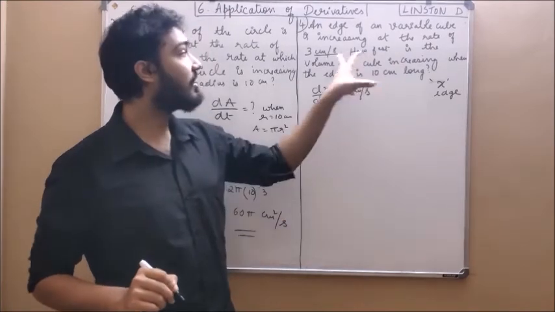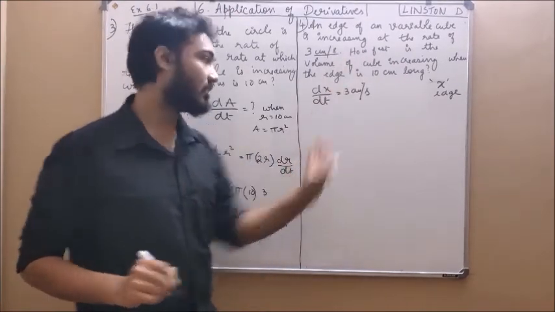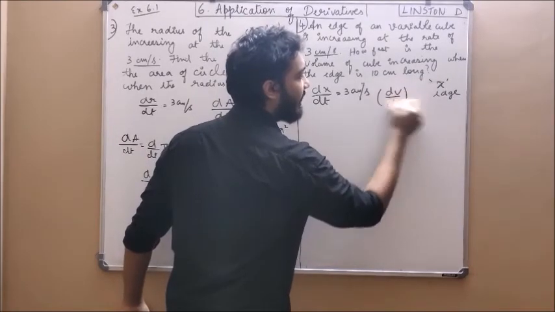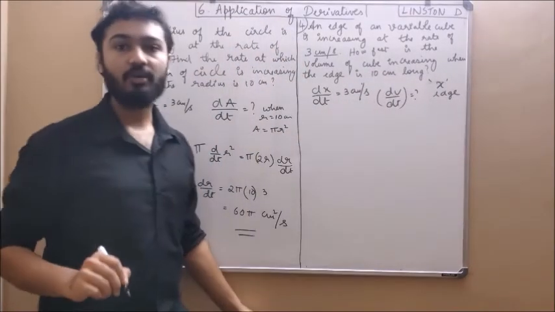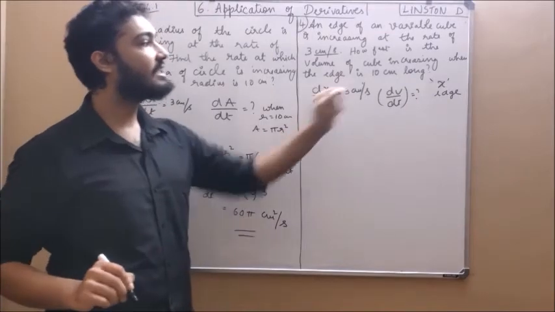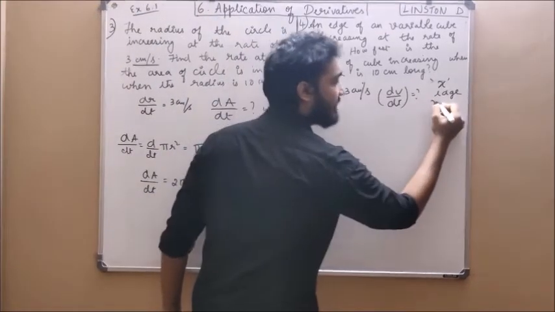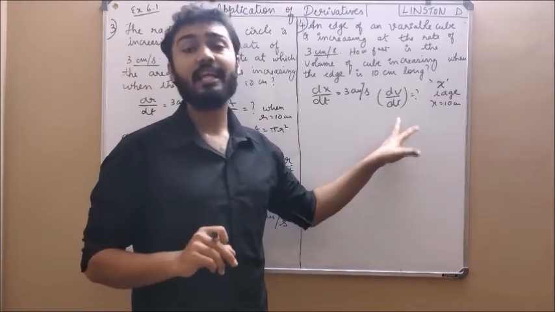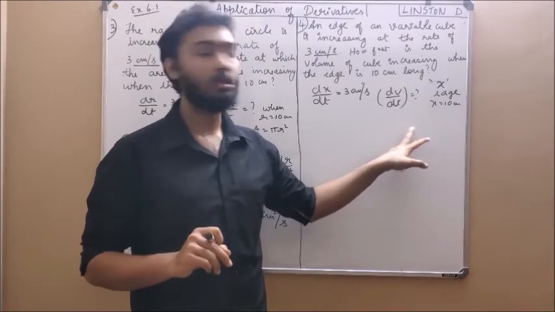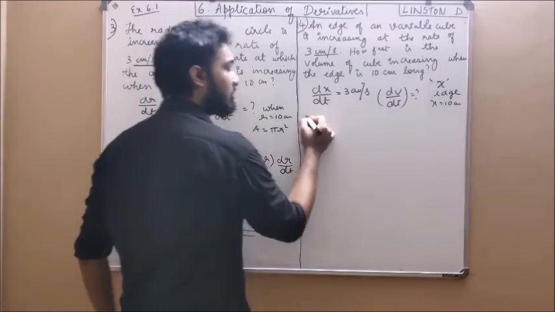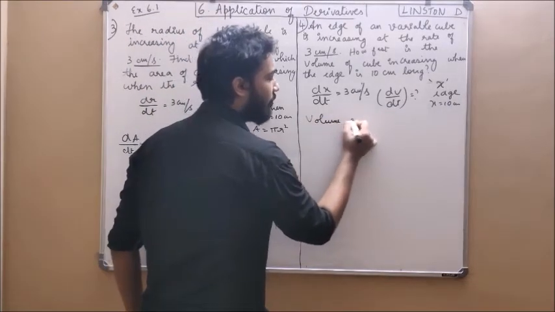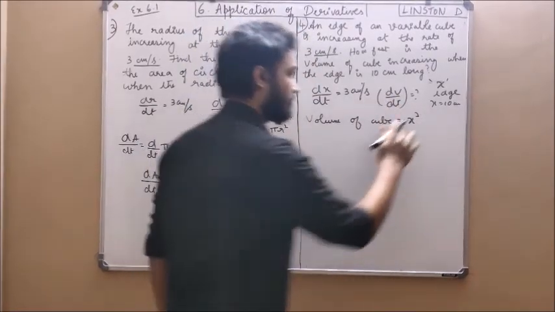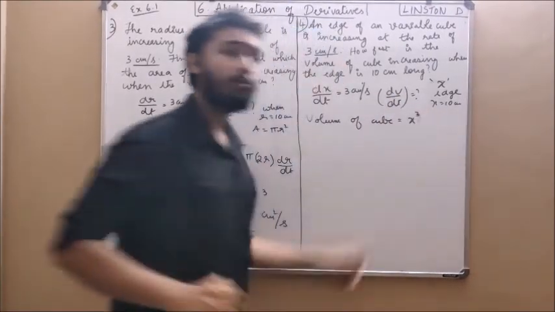We have to find how fast the volume of the cube is increasing. So we have to find dV by dt when the edge is 10 centimeter long, when x equal to 10 centimeter. dV by dt means rate of change of volume with respect to time. First, what is the volume of the cube? Volume of the cube is nothing but x cube.